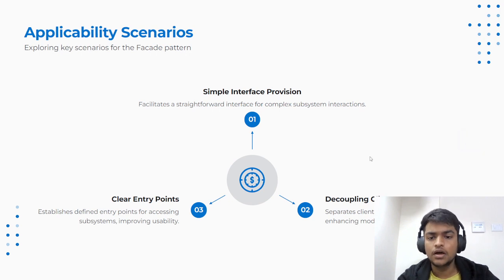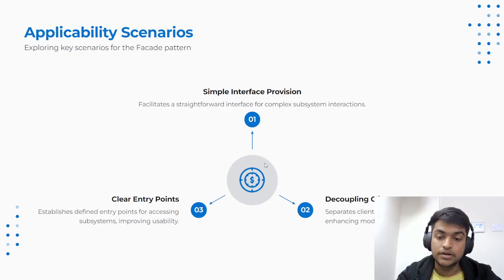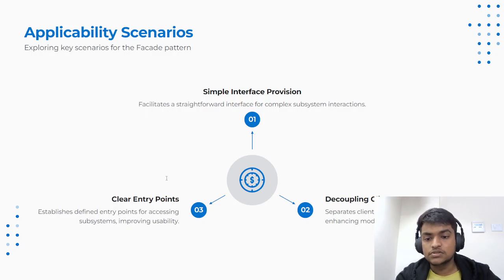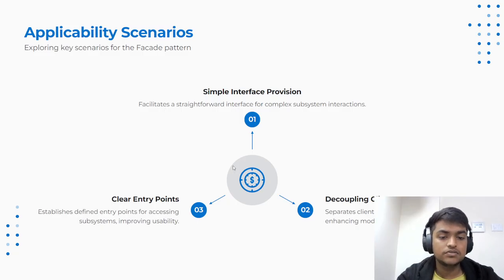Now we will talk about the applicability of this pattern and how client interaction is done with the facade pattern. We will take the example of a hotel management system. Running a hotel involves many tasks, for example room reservation, housekeeping, billing, guest services, and many more. Instead of managing each task through a separate interface, the facade pattern simplifies everything by offering one interface for all hotel operations.